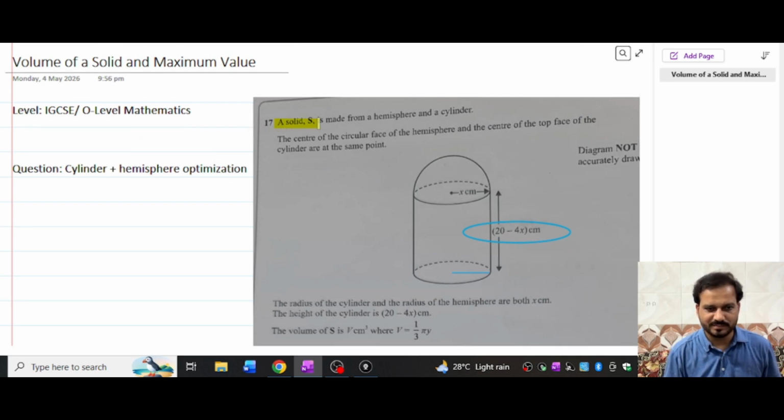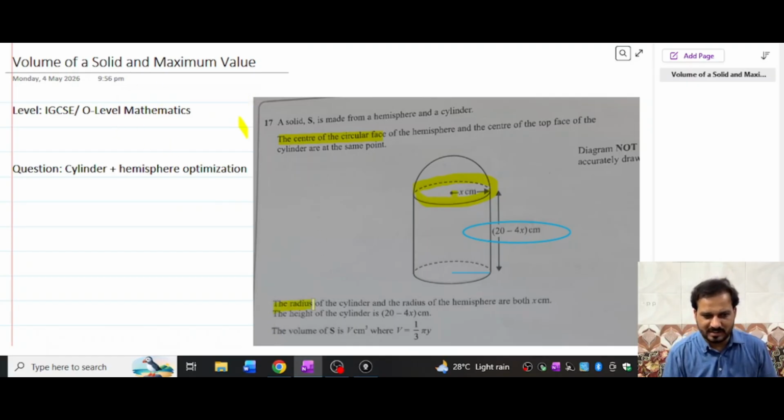A solid S is made from a hemisphere and a cylinder. This one is the cylinder and this one is the hemisphere. The center of the circular face of the hemisphere and the center of the top face of the cylinder are at the same point. What does it mean? It means that the bottom face of the hemisphere and the top face of the cylinder are coinciding with each other. They have the same center.